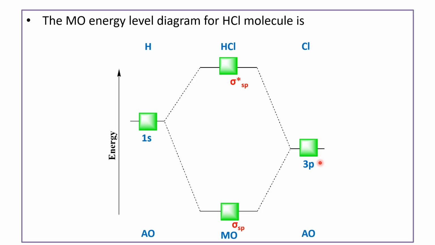Okay, so let's see the filling of electrons. From the hydrogen we are having one electron, and from the chlorine again we are having one electron. So this is the first electron from the hydrogen and the first electron from the chlorine. Now there are two electrons. Both these two electrons move to the lower, lower meaning the bonding. So this is the first electron from the hydrogen and the second electron from the chlorine. This leads to the filling of electrons in the bonding orbital, that is the sigma sp.